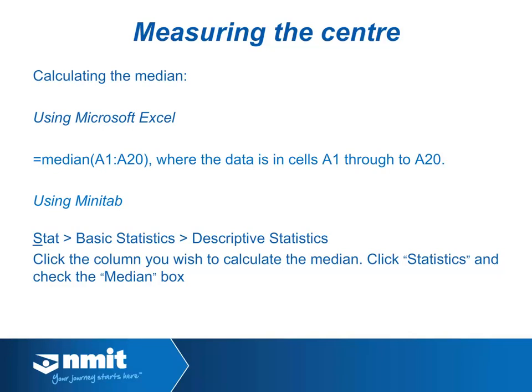Using Minitab, it's very similar to finding the mean. We go to the Stat menu, Basic Statistics, select Descriptive Statistics, click on the column you wish to calculate the median for, click Statistics, and then check the median box, and then OK.